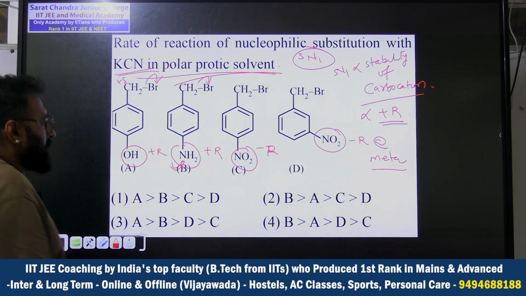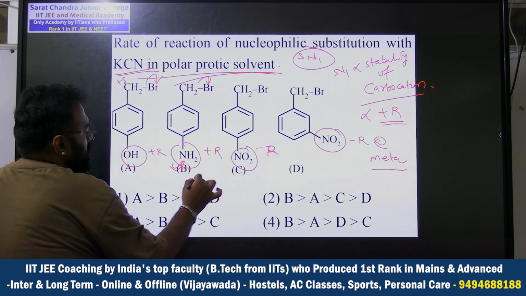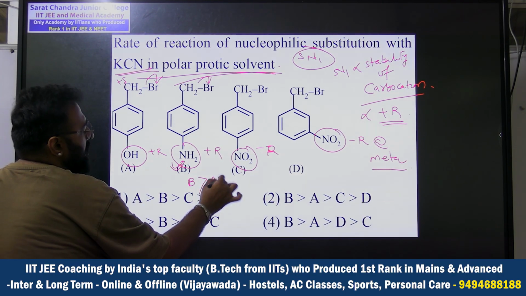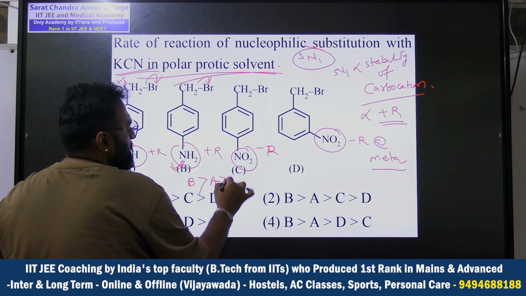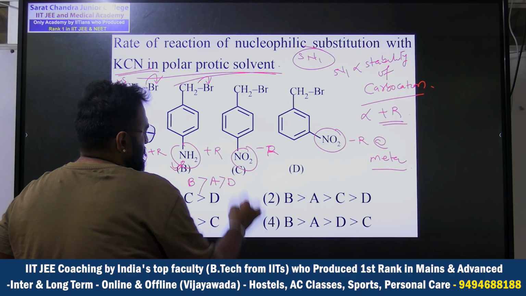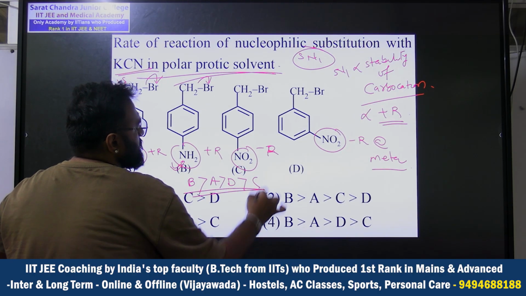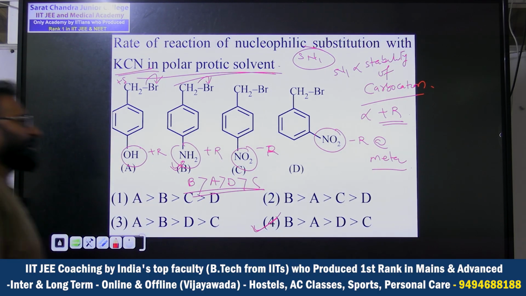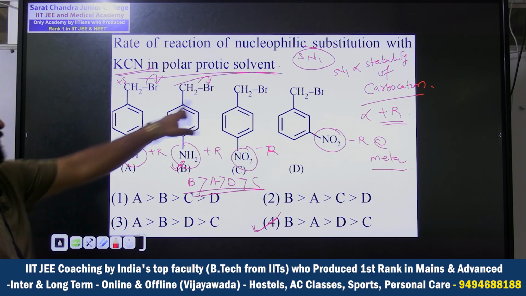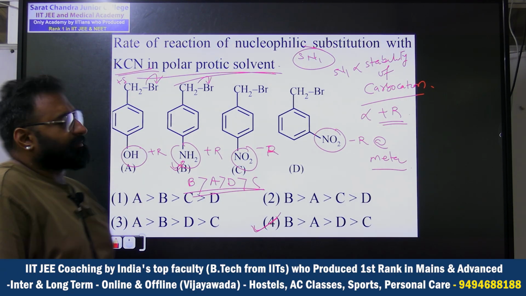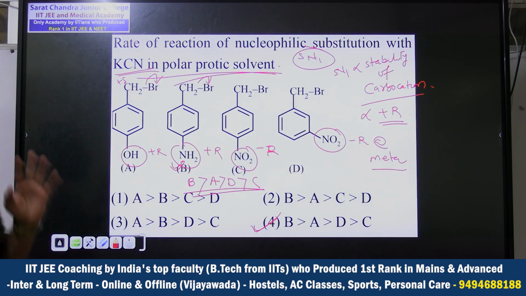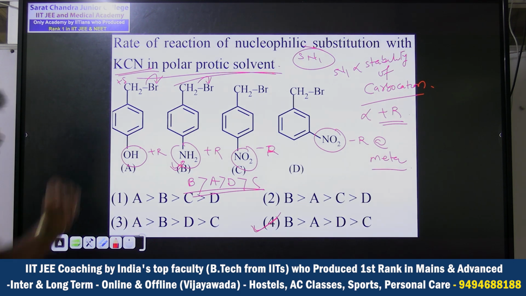So first it will be B, then after B it will be A, then it will be D, and then it will be C. Meaning option number 4 is correct. Okay? Option number 4 is correct in this case.